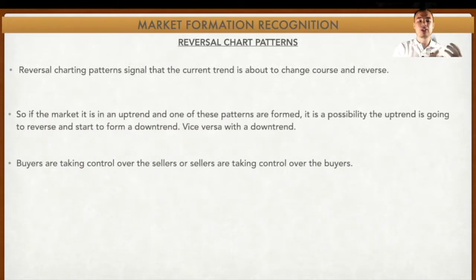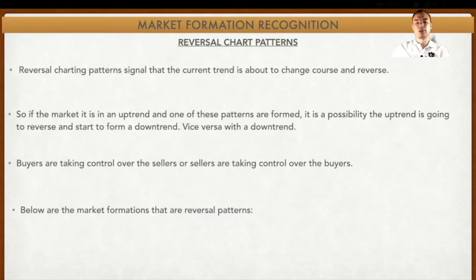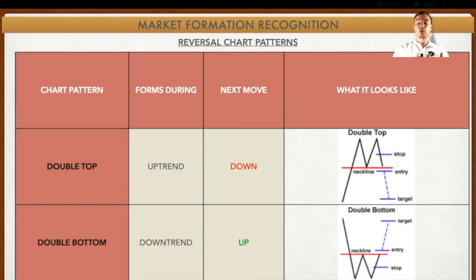Now, buyers are taking control over the sellers in a bearish reversal, and sellers are taking control over the buyers in a bullish reversal. So here are the reversal patterns. The first reversal chart pattern is a double top. This double top occurs in an uptrend, so the overall price movement is going up, and once the double top is valid, then we should look to go downwards. So it's a reversal, so we need to look for selling opportunities once the double top is valid.